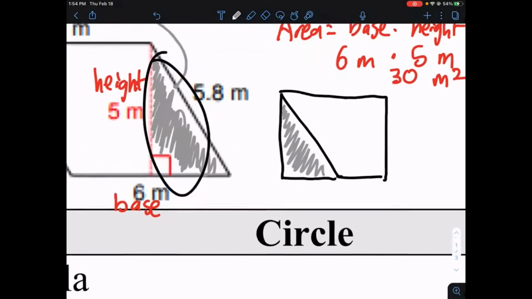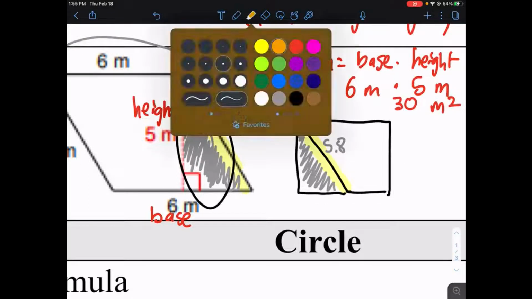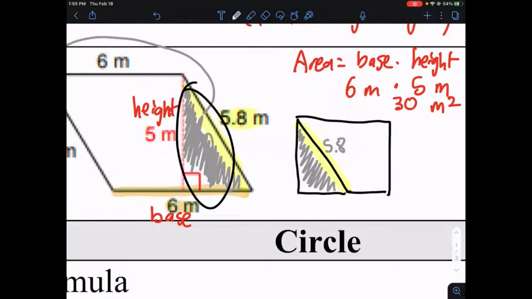Okay, but let's look at where the numbers go, right? So this 5.8, that represented this diagonal slice. Okay, and then so this diagonal slice is 5.8. But we don't really care about that 5.8, right? Because we formed a rectangle, and we know that the rectangle only needs length and width, right? The length was 6.